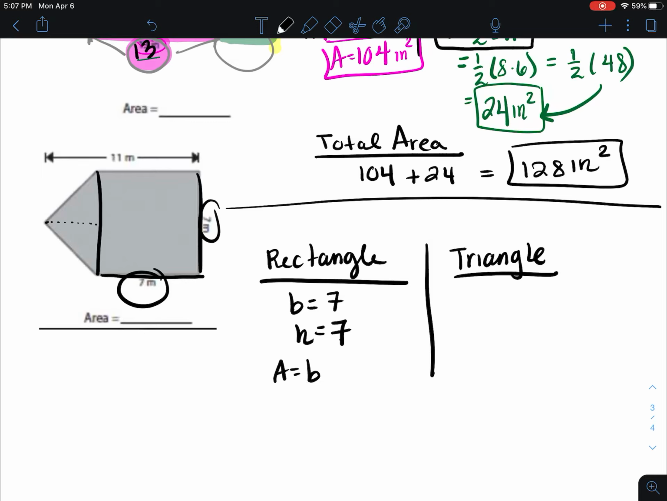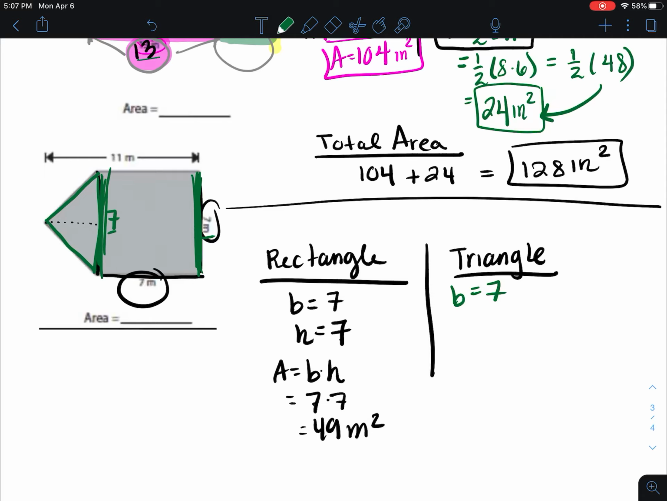I'm going to write the formula down. So base times height, 7 times 7, 49. They give me the unit, so that's meters squared. Now I'm going to use a different color for the triangle. Actually, I'm going to stick to green. So for this triangle here, my base is going to be this part, which is the same as this side, because that base of the triangle is part of that rectangle. So that is a 7, because this is a 7. So my base is 7.